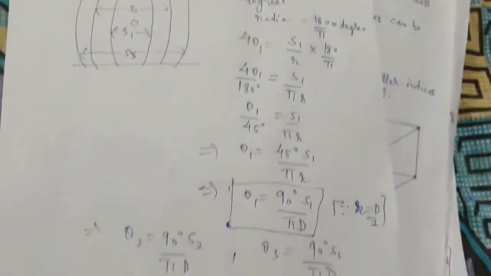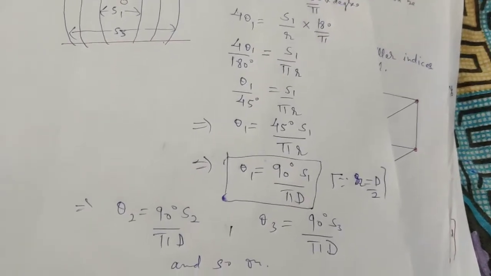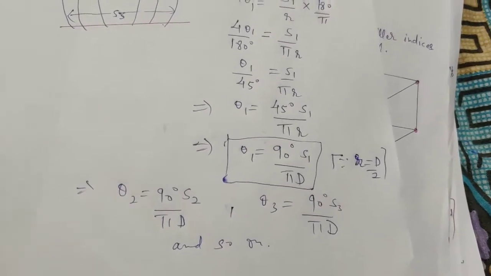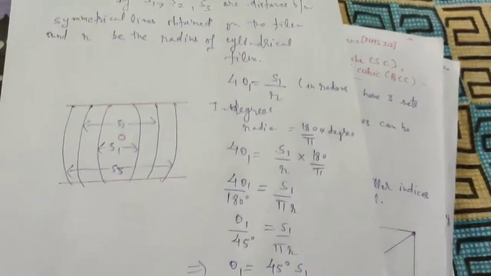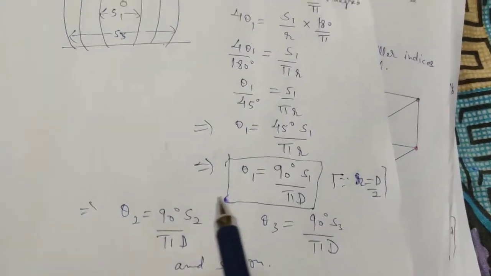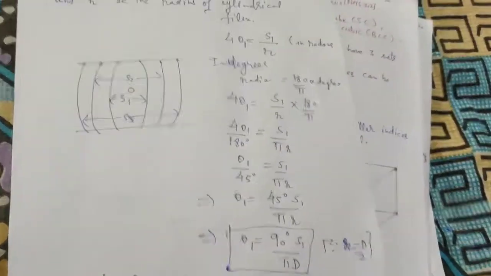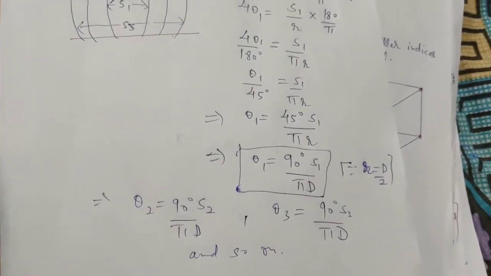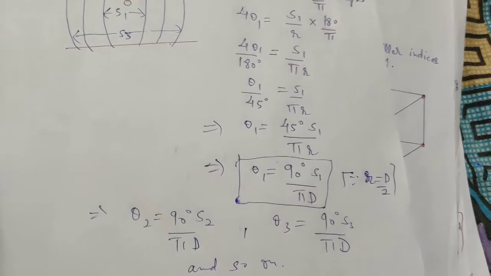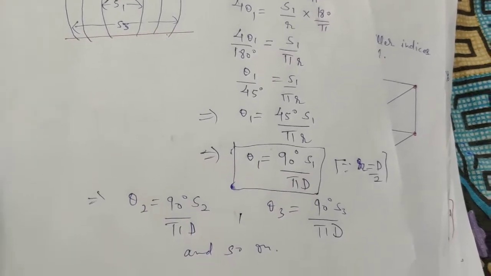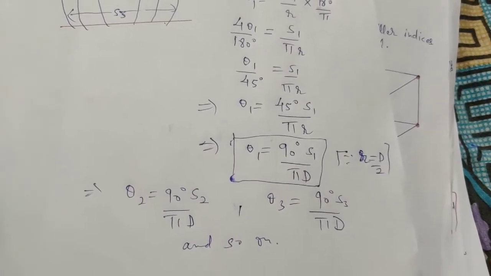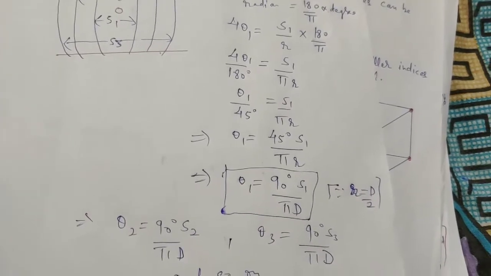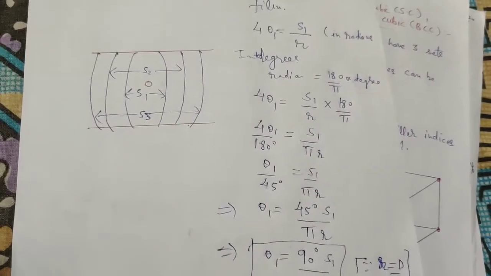So from here we can calculate the angle. By using this in Bragg's law, we have calculated the angle. We have the value of lambda, so we can calculate the d, the interplanar spacing. By calculating the interplanar spacing, we can calculate the crystal structure.